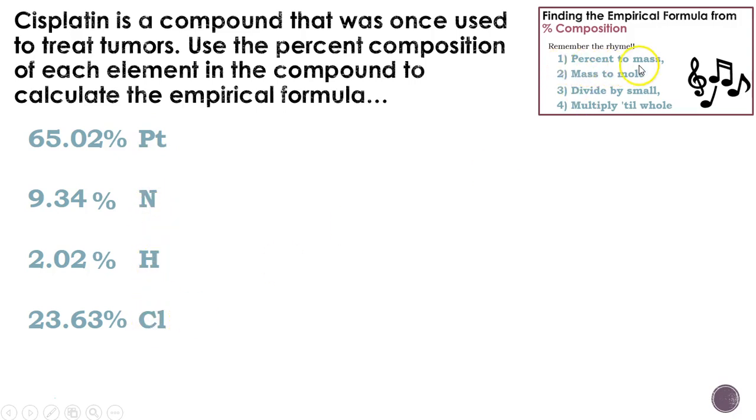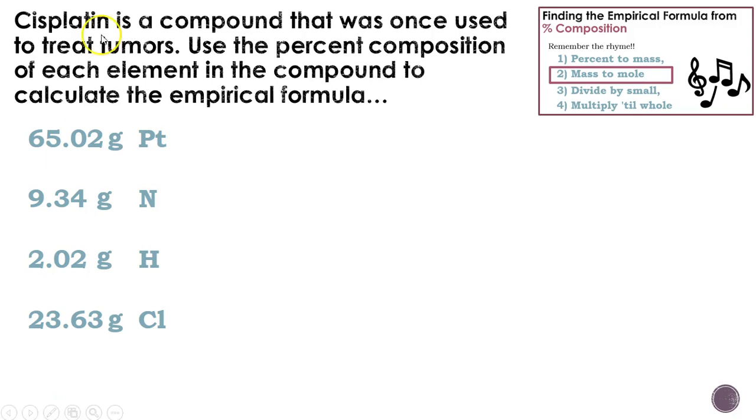Our first step in finding our empirical formula is changing our percent to mass. This is where, if you assume that we always have 100 grams of each sample, you can just take away the percentage sign and turn it into a gram sign. Therefore, you did the first step, which is percent to mass. The second step is mass to mole.